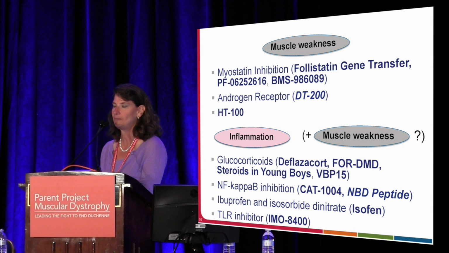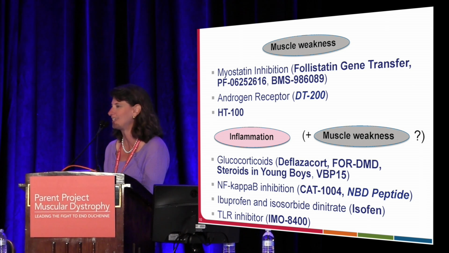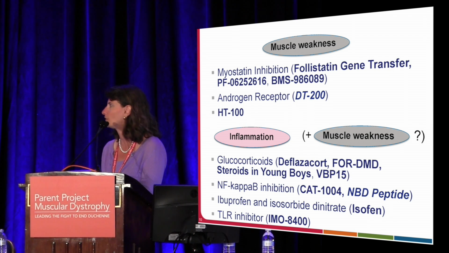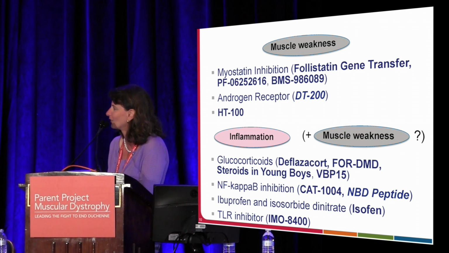Another approach to increasing muscle strength is targeting the androgen receptor, and there's DT200 that's in development. And then I guess was released this morning, potentially a successful trial, though I saw the email and haven't read the data yet, for HT100, which also targets muscle weakness and maybe inflammation and maybe fibrosis, but I'm not sure the mechanism's entirely known, so I didn't list a target.